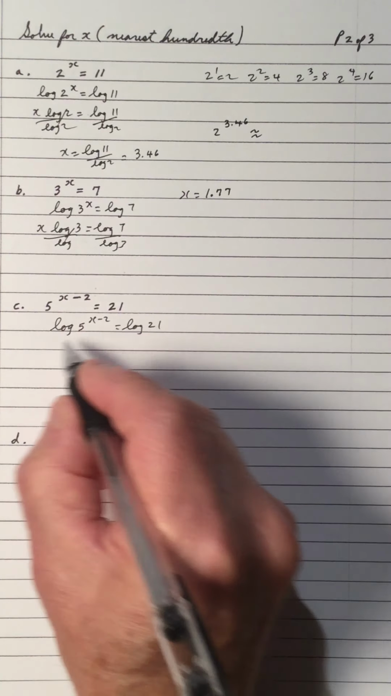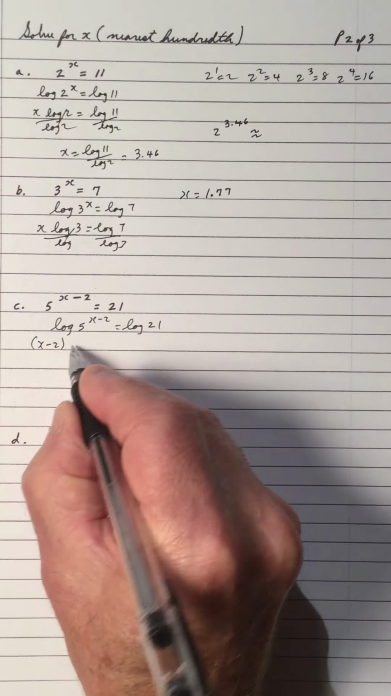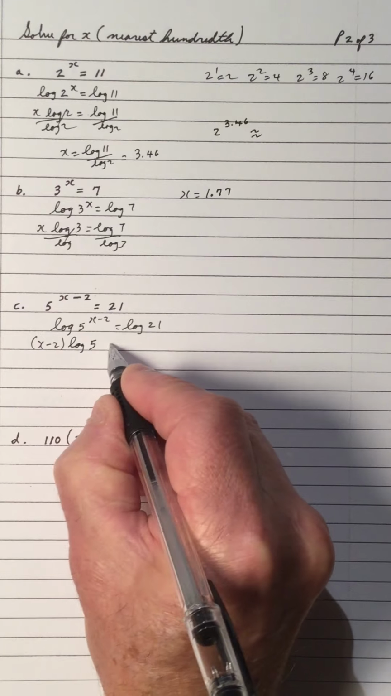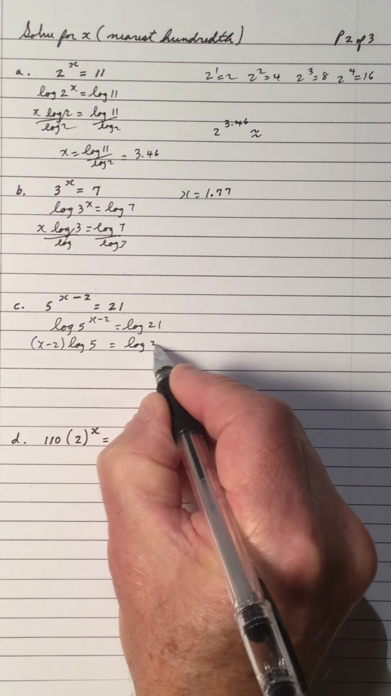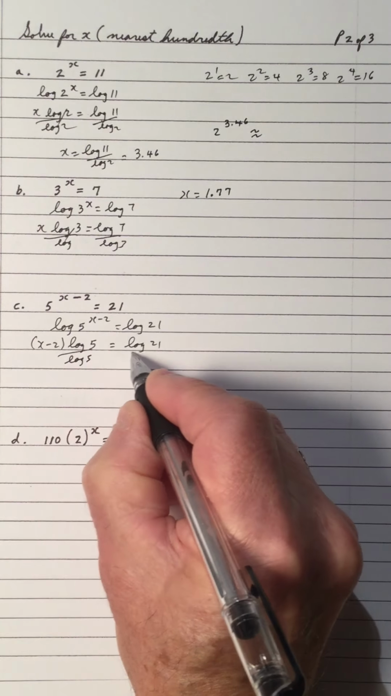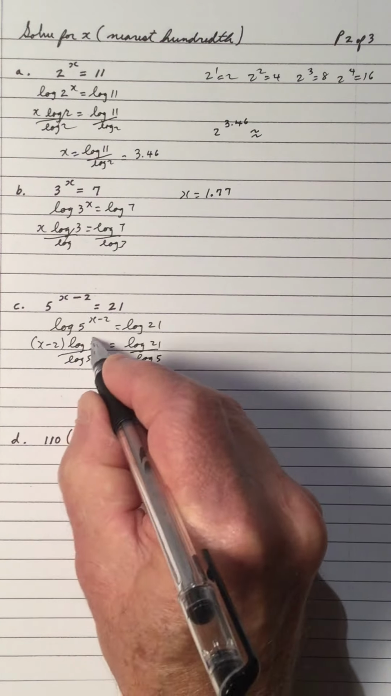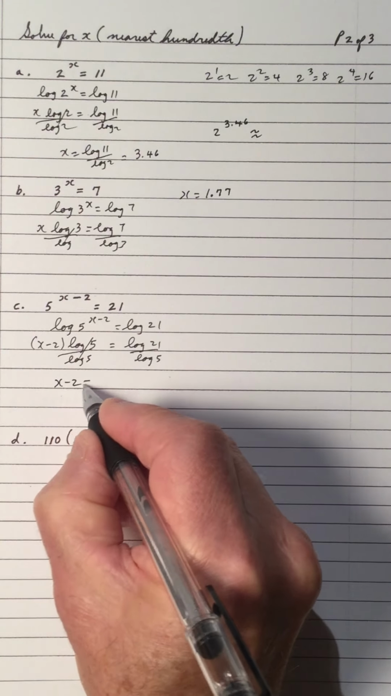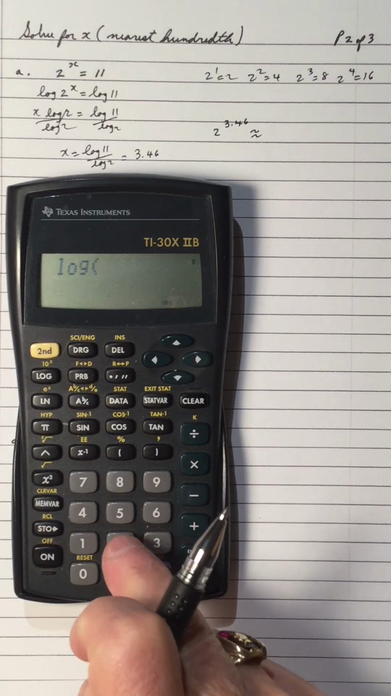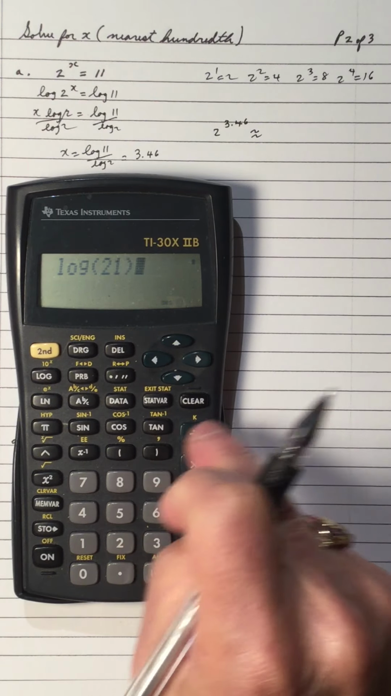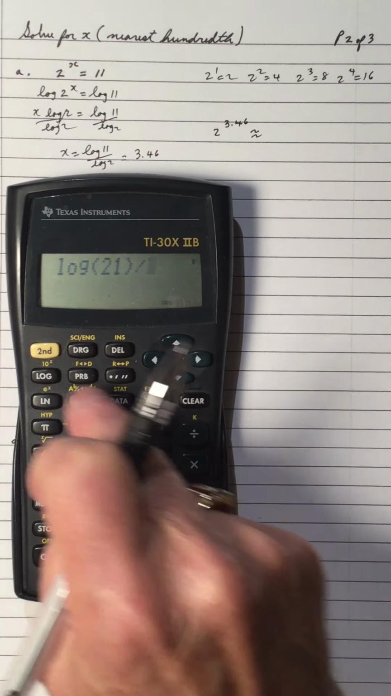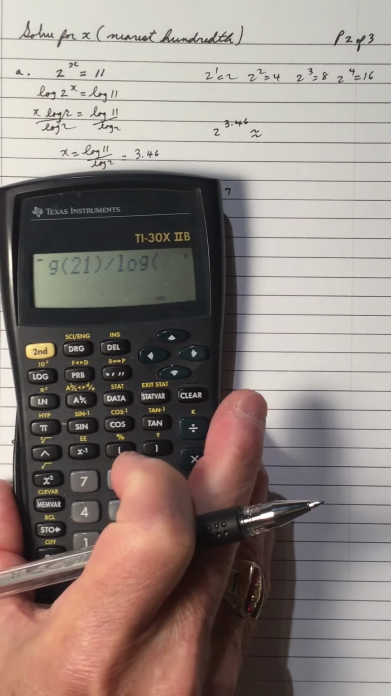So we do the log of each side, so we get x minus 2. Notice that's a binomial, put in brackets, times log 5, equals log 21. And we divide by the log of 5 on each side. Cancels. So x minus 2 equals the log of 21 divided by the log of 5. Log of 21. Bracket. Important to put that second bracket there. Division. Log. And what did I say? 5.